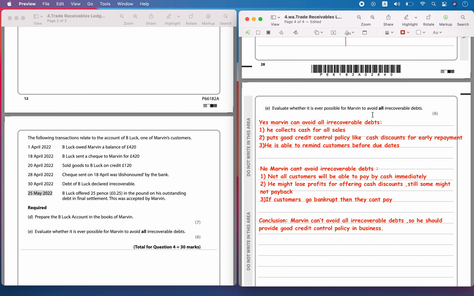And then we have to evaluate whether it is ever possible for Marvin to avoid all irrecoverable debt. Yes, Marvin could avoid all irrecoverable debt if he sold only for cash. If he does only cash sales, then he will not have any problem. There will be no irrecoverable debts because there will be no credit sales. Also, if he puts good credit control policies in place, like reminding customers before the due dates, and gives cash discounts for early repayments, then he will not have any irrecoverable debt.